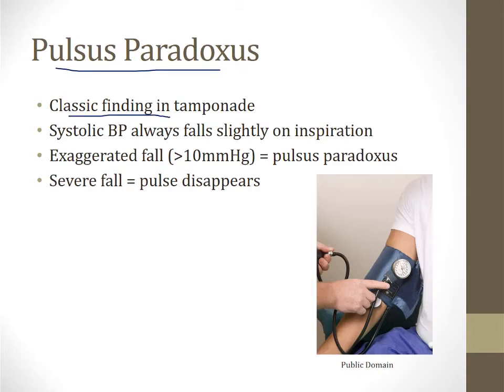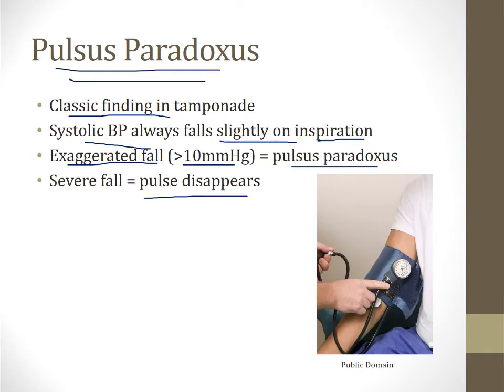In order to understand pulsus paradoxus, you need to understand that our systolic blood pressure always falls slightly when we take in a breath or inspire. In tamponade, there is an exaggerated fall greater than 10 millimeters of mercury, and this is called a pulsus paradoxus. It gets its name because if the tamponade is severe, the drop in blood pressure can be so great that you can no longer palpate the pulse. So hundreds of years ago, doctors noticed that patients with fluid around their heart would have their pulse disappear when they took in a deep breath, and they called that pulsus paradoxus.